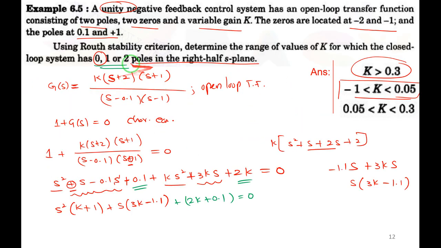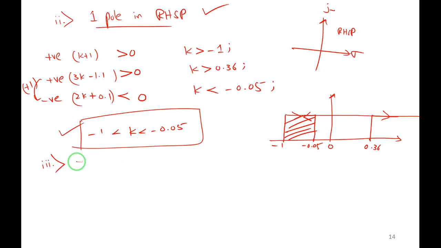Third one: two poles in the right half of S plane. Two poles should be in the right half of S plane means two sign changes should come.